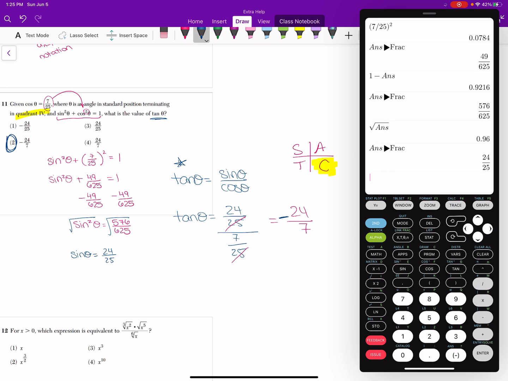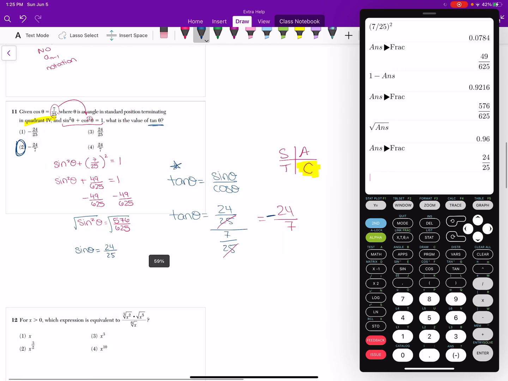Like I said, you also could have done Pythagorean, you could have set up a triangle, quadrant 4, setting up your triangle. Cosine is adjacent over hypotenuse. So your adjacent side was the 7, hypotenuse was the 25. Pythagorean theorem to get the opposite side would have gotten you 24. And then for tangent, you could do opposite over adjacent. You get the 24 over 7 again, and you would still end with ASTC to make it negative.